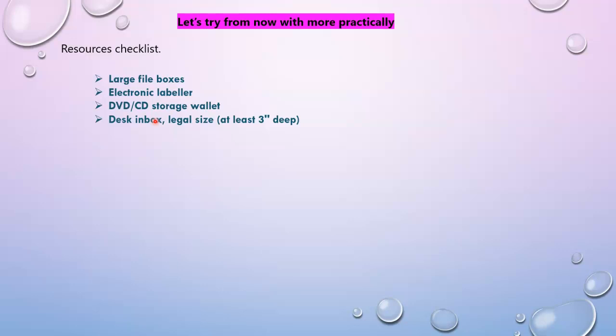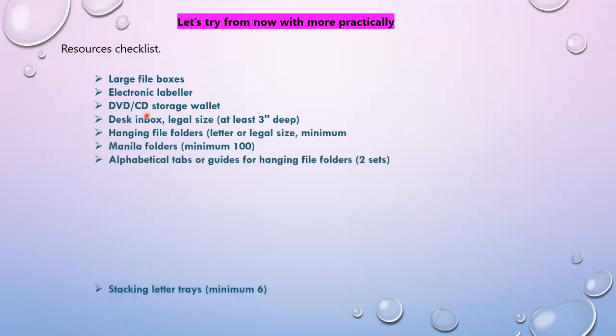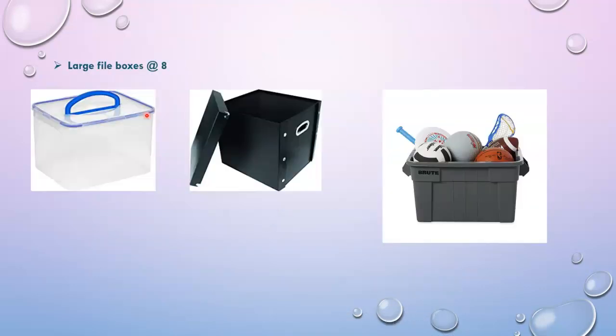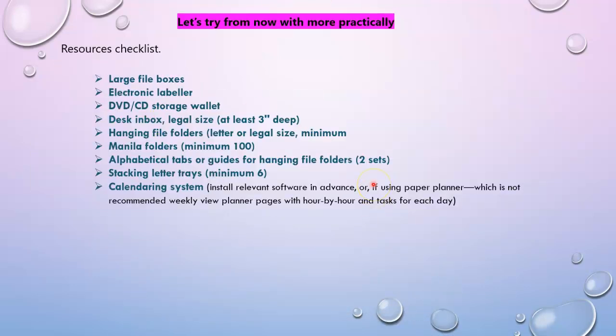Somebody might not be interested in or dealing with DVD or CD storage, so they can simply skip that wallet. But what additional things might you need? Maybe a pencil kit, or a sketching kit, or a special paper for your work. Such things you might have to include in your resource checklist. Once you have this resource list, you should be good to continue with the next lecture.